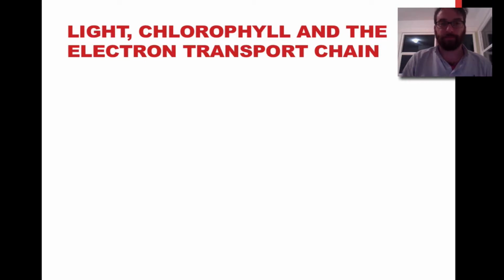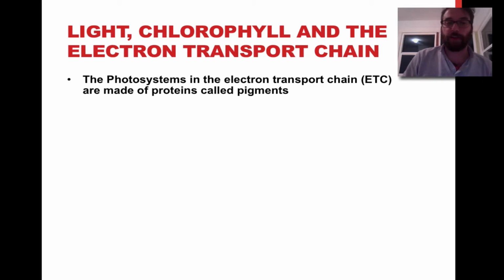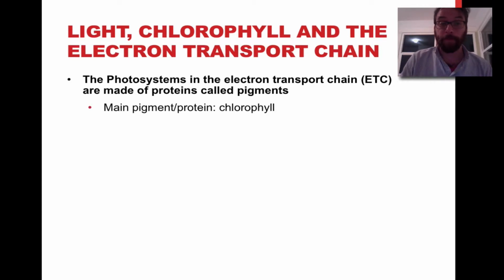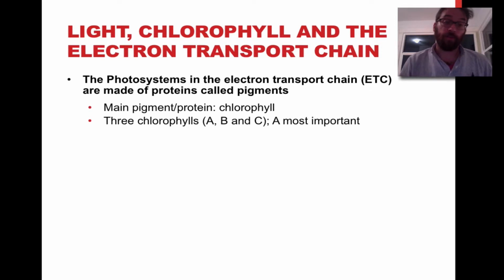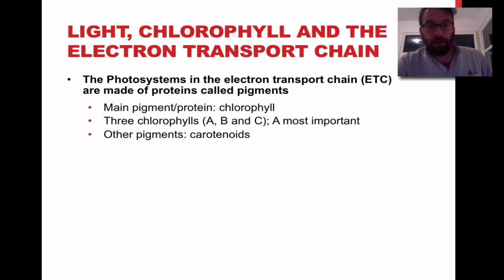Here's what happens. Part of the electron transport chain is what's called a photosystem. A photosystem is a group of molecules, proteins, called pigments. Okay? The main pigment or protein in the photosystem is called chlorophyll. There's 3 types. A is the most important. We'll see why later. And there's some other pigments, the main type being carotenoids, but they're not as important as chlorophyll.